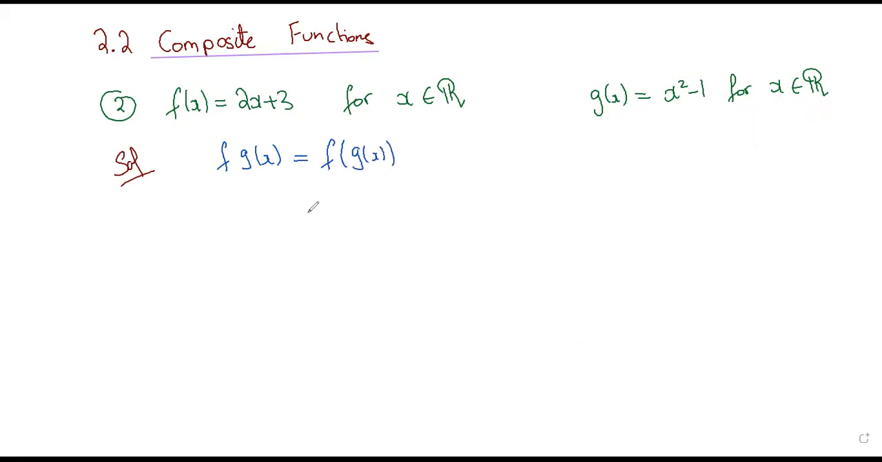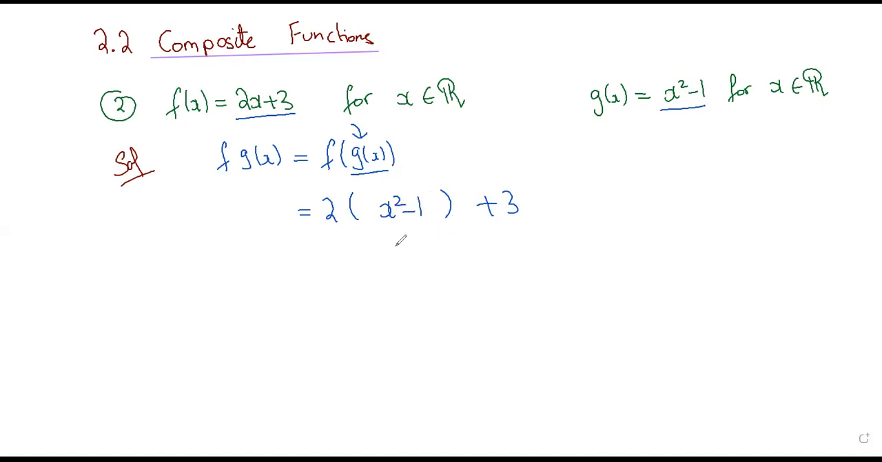Okay. And now this is f of x. So it is basically going to be 2, and instead of x, I will be writing down the g of x function, plus 3. So when I had x here, I wrote x here. Now I have g of x there, so I need to write down the g of x function, that is x squared minus 1, okay?